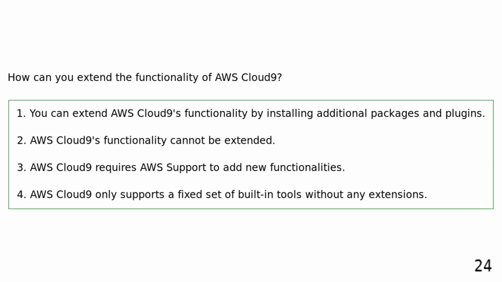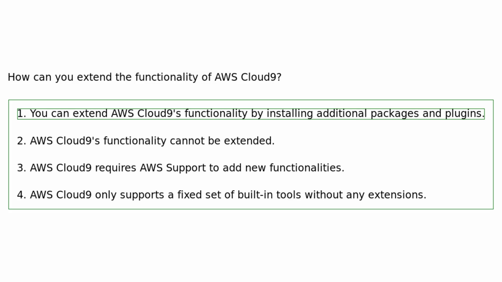How can you extend the functionality of AWS Cloud9? You can extend AWS Cloud9's functionality by installing additional packages and plugins. AWS Cloud9's functionality cannot be extended. AWS Cloud9 requires AWS support to add new functionalities. AWS Cloud9 only supports a fixed set of built-in tools without any extensions. AWS Cloud9 allows users to install additional packages and plugins to enhance and tailor the development environment to their specific needs.